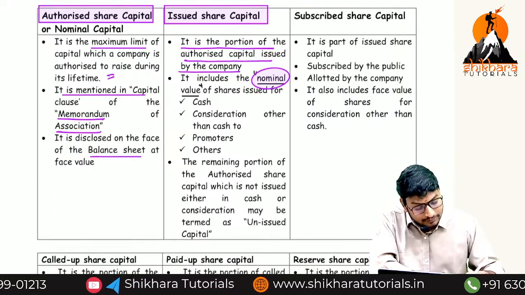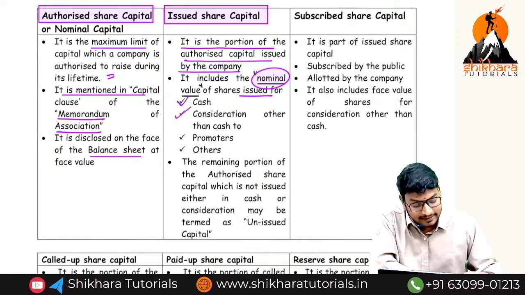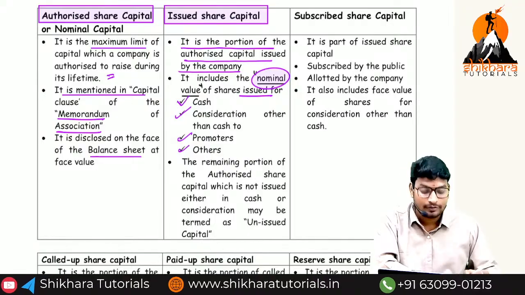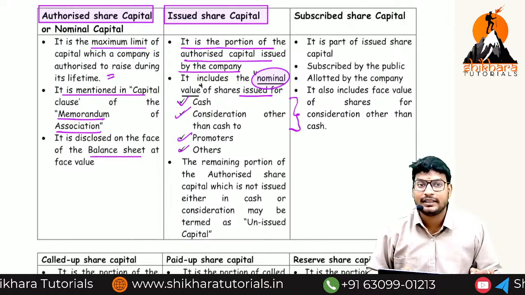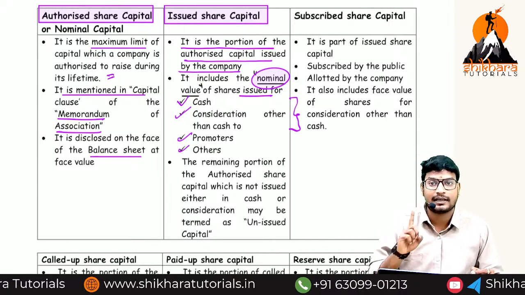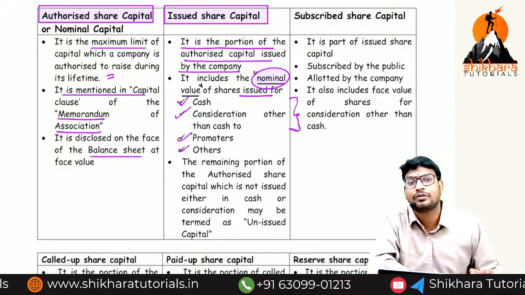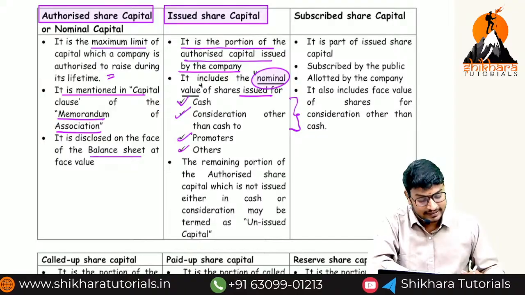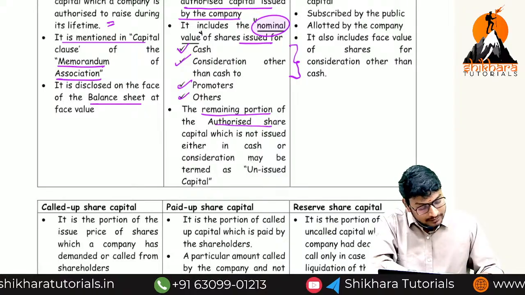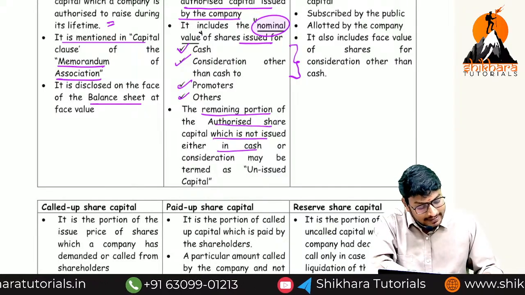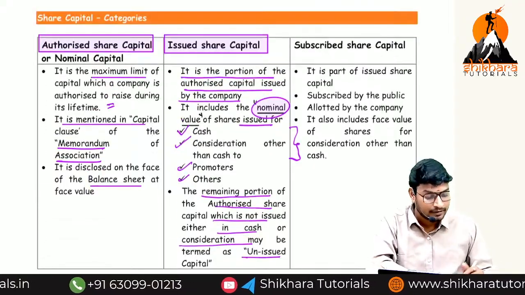In some situations they call it nominal value. So what does it include? It includes shares issued for cash, issued other than cash, and next, promoters and others. We have discussed that we have to show these separately. What are the items we have to show separately in the balance sheet? First one is other than cash, bonus issue, next promoters, and any person holding more than 5% of share capital. And next, the remaining portion of authorized capital should not be issued either in cash or for consideration other than cash. That is called unissued share capital.